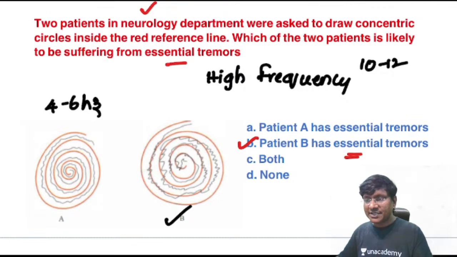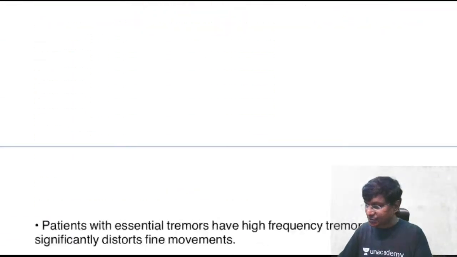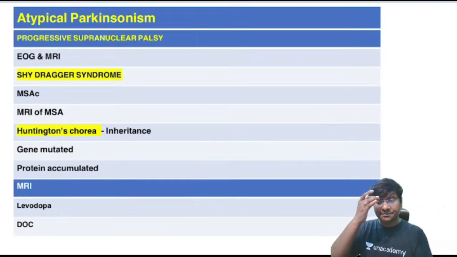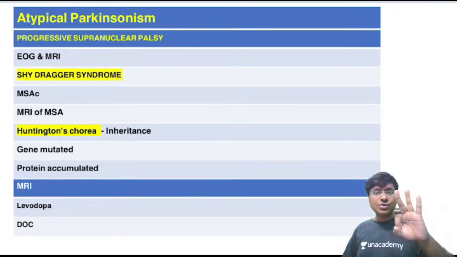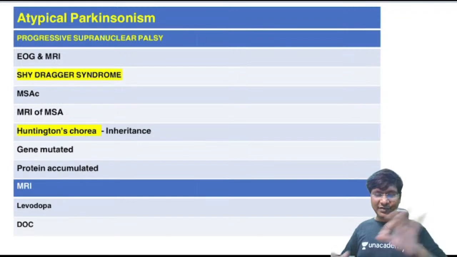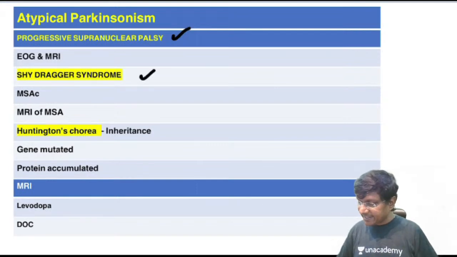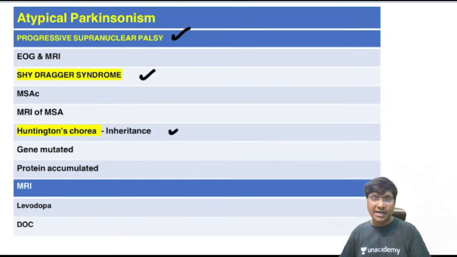Okay, so we are done with the typical Parkinsonism. Whatever we have discussed until now is typical Parkinsonism. Now let me quickly recap the atypical Parkinsonism. There are three conditions which I'll discuss. We have many others, but three important conditions: progressive supranuclear palsy, Shy-Drager syndrome, and Huntington's chorea or Huntington's disease.